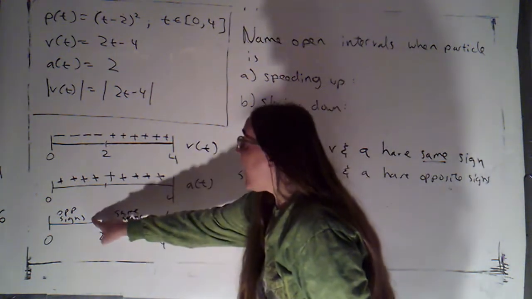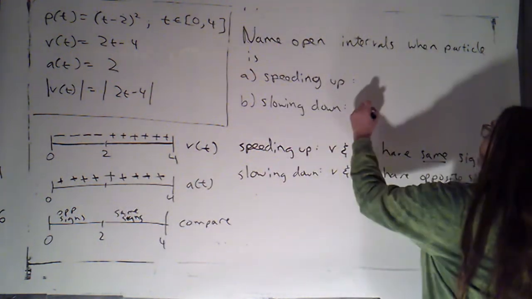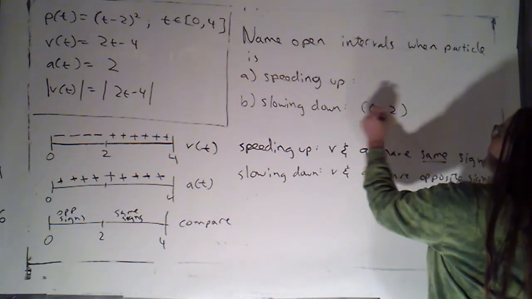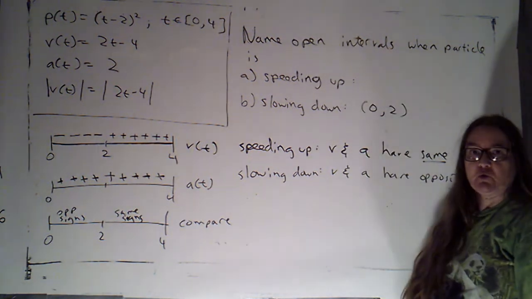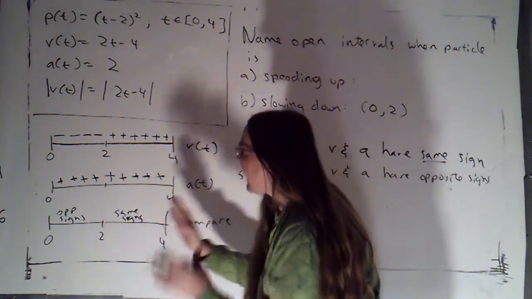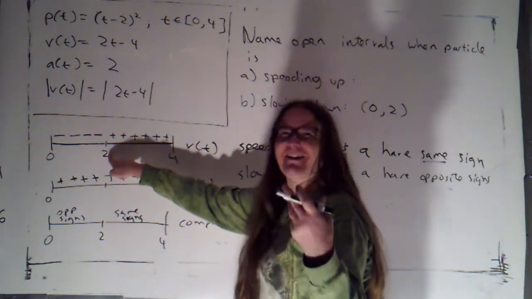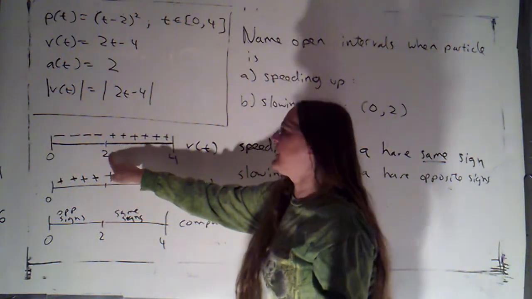So where I have opposite signs, that's where we were slowing down. So that's the interval from 0 to 2. Okay. Now, I don't want to include 2 because at 2, the velocity was 0. That doesn't really have a sign, so I don't have opposite signs there.